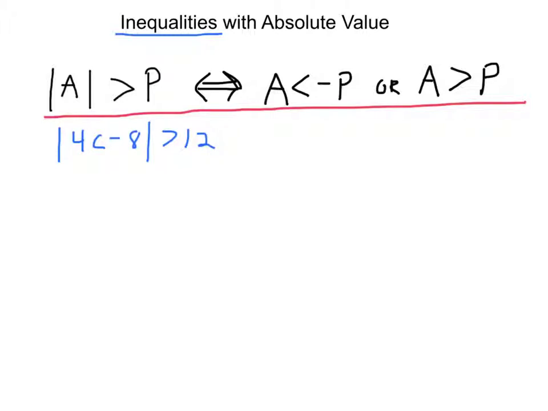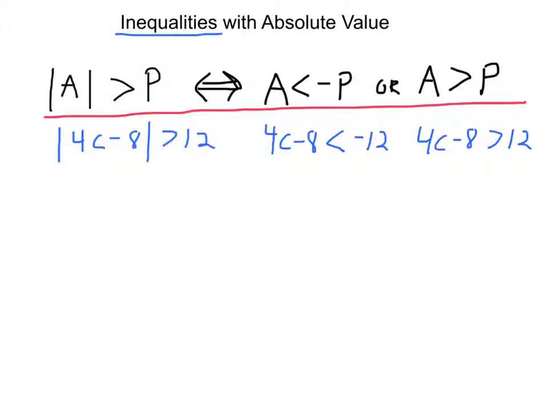So here's an example. We have the absolute value of some expression with a variable in it, the variable c in this case, is greater than the positive number 12. So what we want to do is take the expression that's inside the absolute value symbols, which is 4c minus 8, and set it less than the negative 12, or set it greater than the positive number, positive 12.